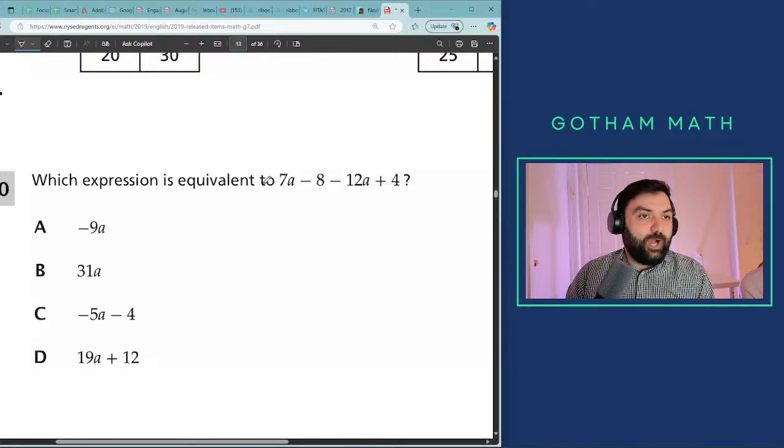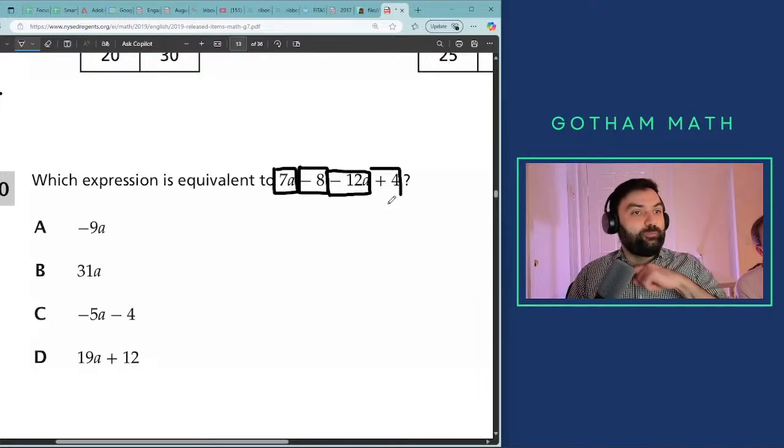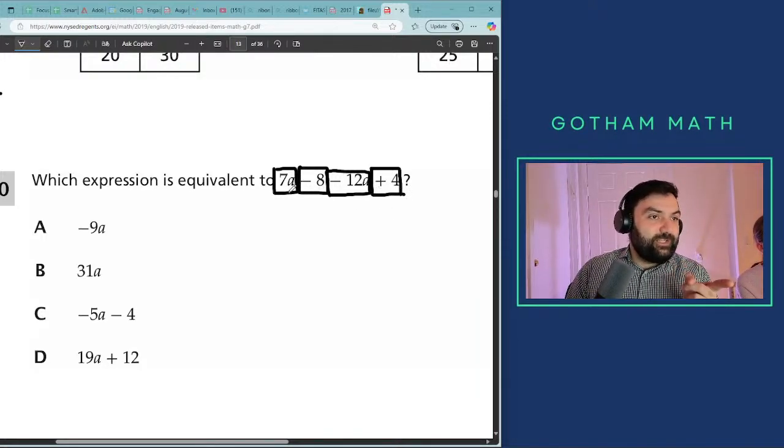So what I do, I box every single term before I even start combining like terms. The only thing that you need to know about the boxing is that you must include the sign that goes before the number. Okay, so it's 7a. So there are terms, right? 7a is positive. We don't put a plus, but we know it's positive. So it's positive 7a, negative 8, negative 12a, and plus 4.